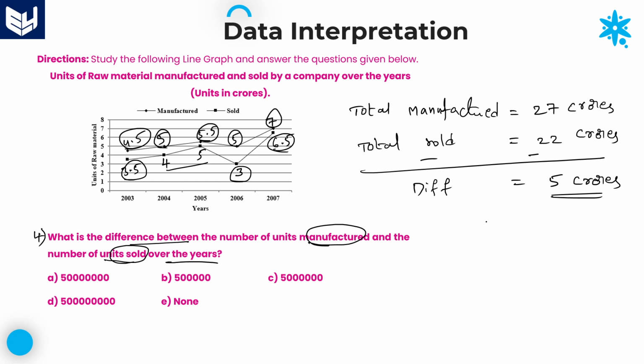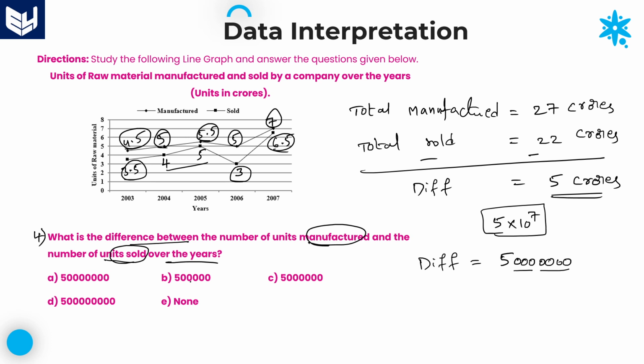1 crore is nothing but, just now I told that 1 crore is equal to 10 to the power of 7, that is 7 zeros will be there at the end of 5. It means 5, 3 zeros followed by 4 more zeros. Total the required difference, which is equal to difference between total manufactured units and total number of units sold, which is 5 crores. That is our required answer. It means you need to keep the answer as 5 followed by 7 zeros.